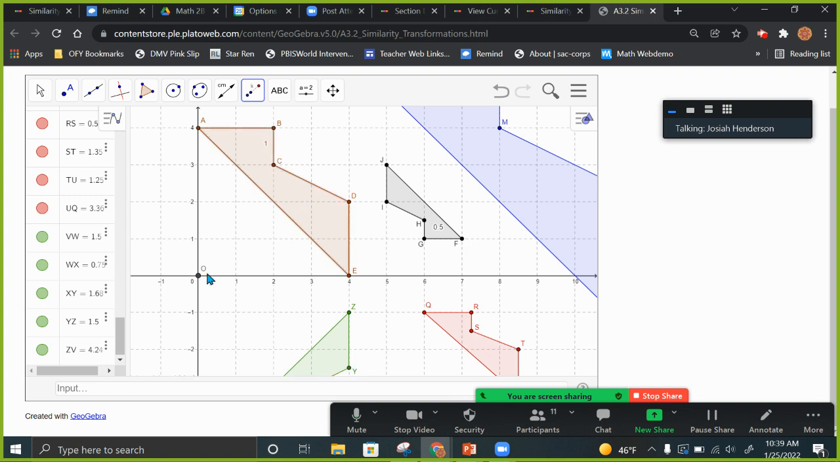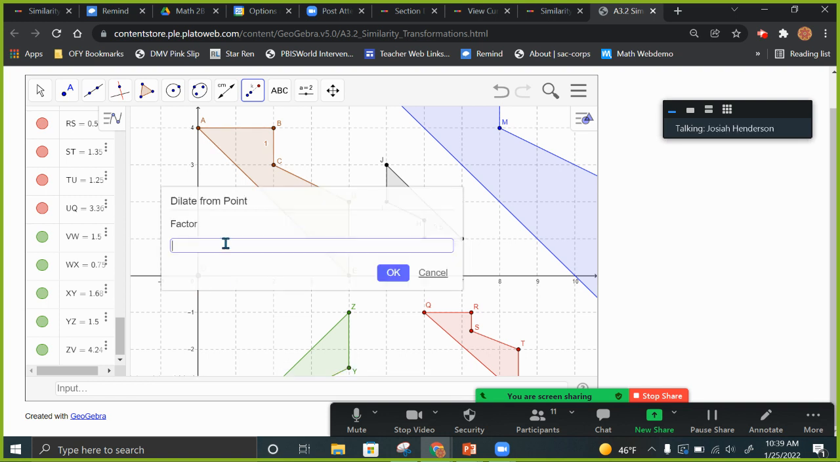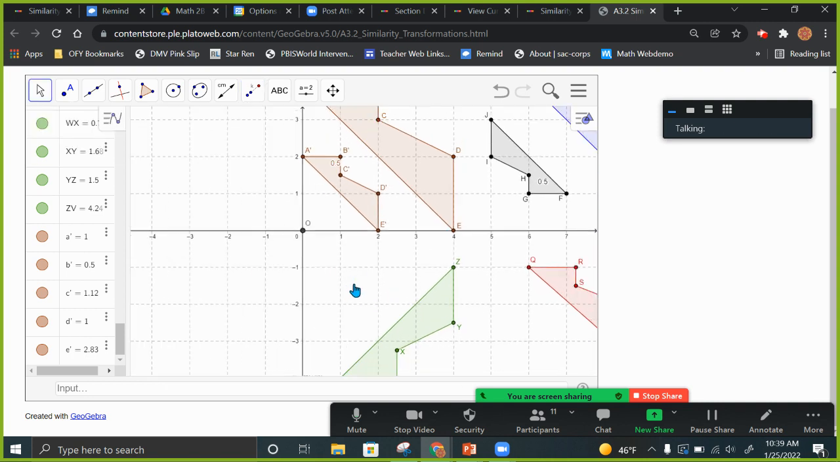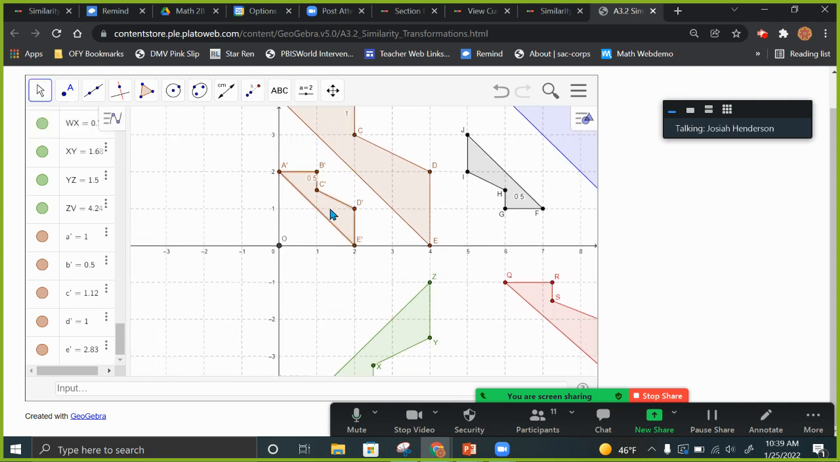Dilate, type in 0.5, that's 1 half. Cool. And now we see the dilation we just made. Here's our little guy. This should match up once we do a rotation and then maybe drag it across the screen using a translation. So let's do a rotation next. I'm going to rotate this 90 degrees and see if that lines up.